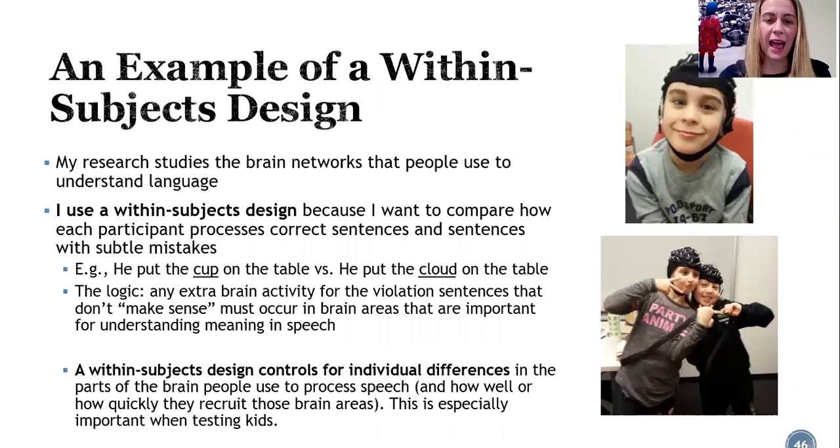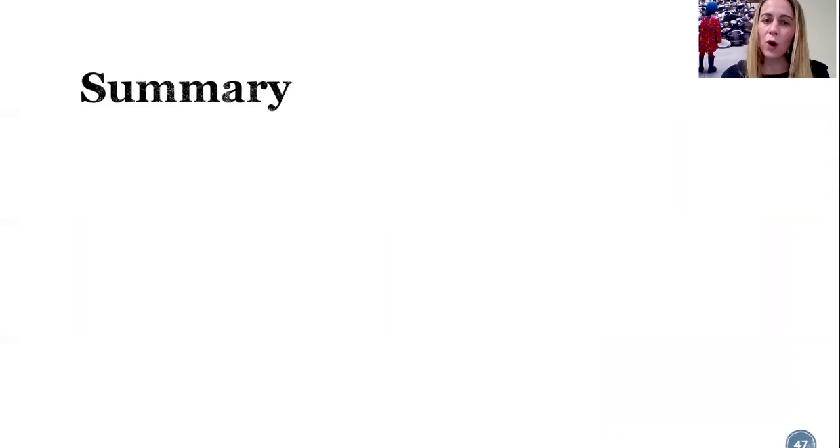And I have to use a within subjects design because if I did a between subjects design, there'd be way too many individual differences in terms of which part of the brain people use and how well they recruit it. So I avoid some of those problems by comparing the same group of people while they listen to different kinds of sentences. And if you're interested in learning more about this, if this interests you at all, feel free to send me an email because we'd love to have new research assistants. Or maybe it's a project you'd like to be involved in for your fourth year thesis.